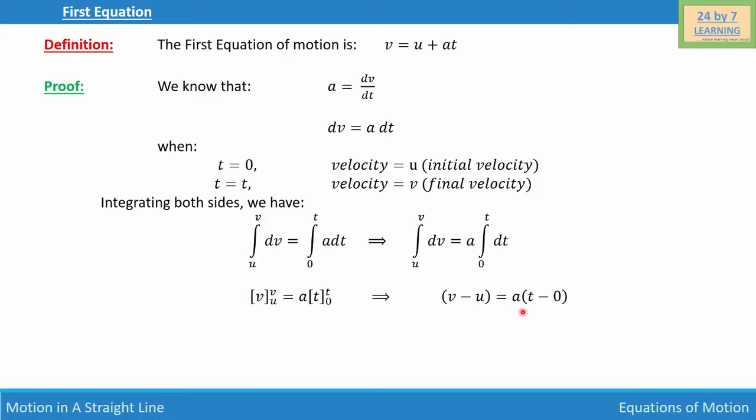If we simplify further, we will write v minus u, which is over here, is equal to t minus 0 is t, so we'll write a times t, and a times t is at, which is over here. If we further simplify, we'll take this u to the other side, and we will write v is equal to u plus at. And this is how we can prove the first equation of motion.